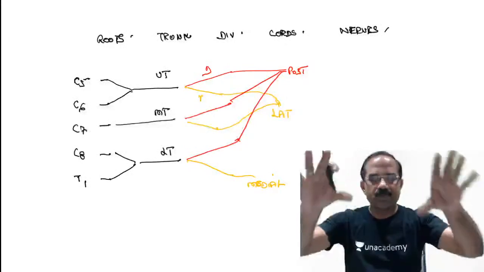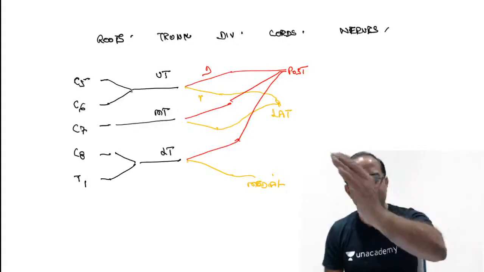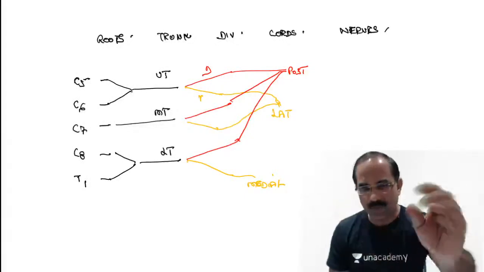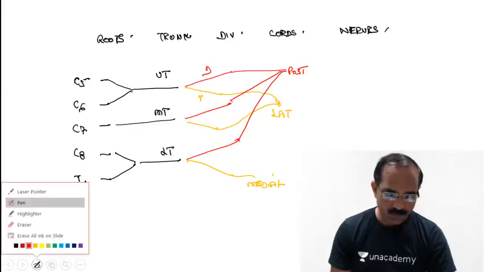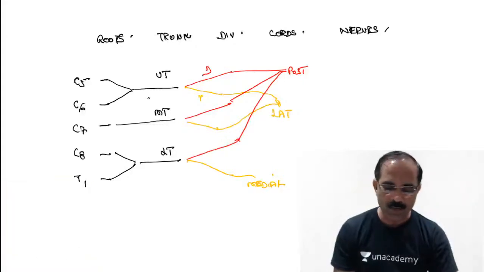This is the simplest way to understand the brachial plexus, students. Clear? Roots, trunks, divisions, cords, and the last is the nerves. We'll come to the nerves. Before I come to the nerves, just quickly tell me the root value of the upper trunk.